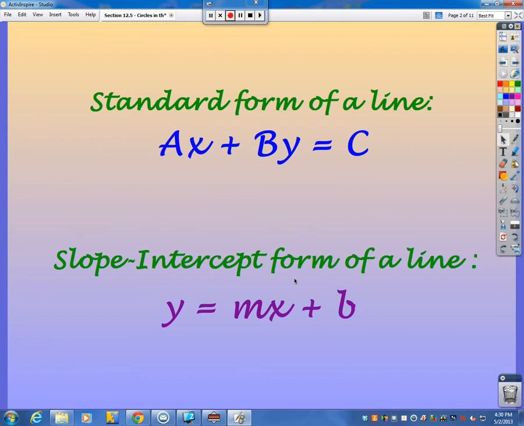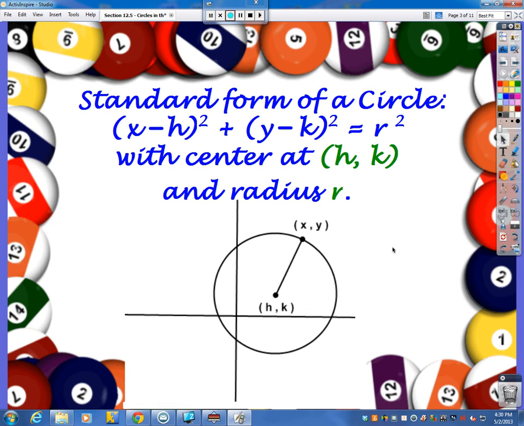Well, just like we can have standard forms and slope-intercept forms of lines, we can also have a standard form of a circle if we were to graph it. And it looks like this, okay? It's (x minus h) squared plus (y minus k) squared equals r squared, okay? And there will be three numbers involved here, the h, the k, and the r. The h and the k are going to represent the center of our circle. Whatever the h is, that's our x-coordinate, and whatever the k is, that's our y-coordinate. And the r is going to be our radius.